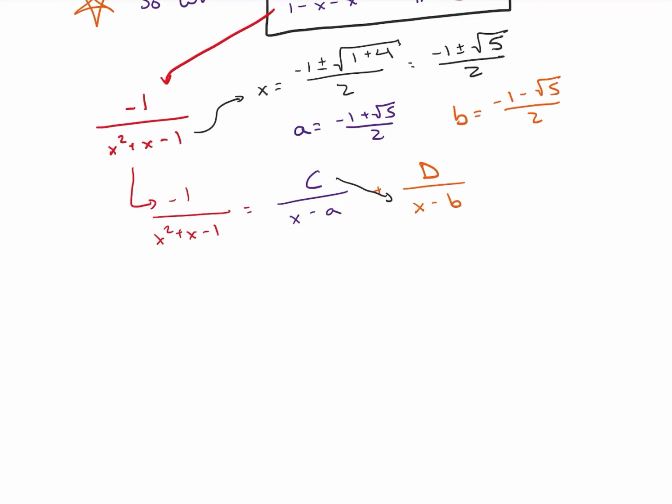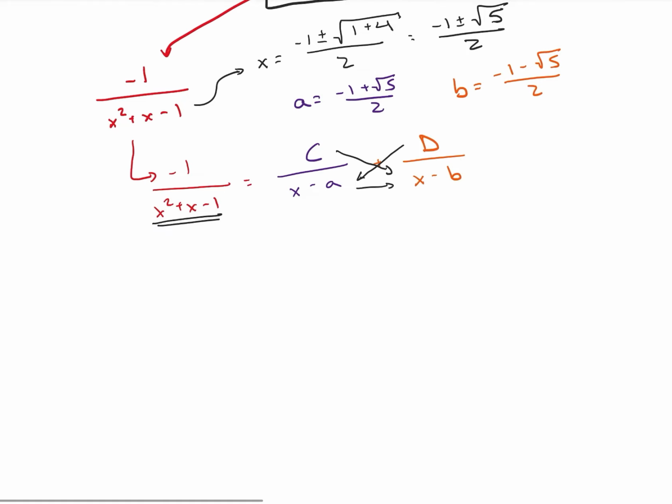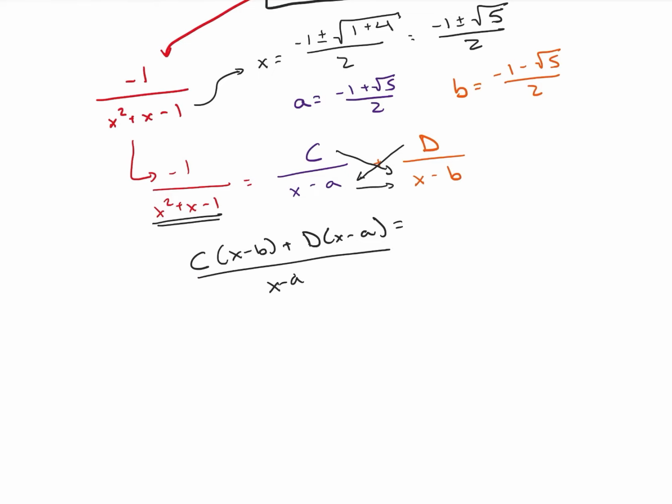So c times this plus d times this is over this times this. And remember, x minus a times x minus b is equal to x squared plus x minus 1. So I'm going to take c times x minus b plus d times x minus a, and that whole thing over x minus a, x minus b, is going to be equal to negative 1 over x squared plus x minus 1.